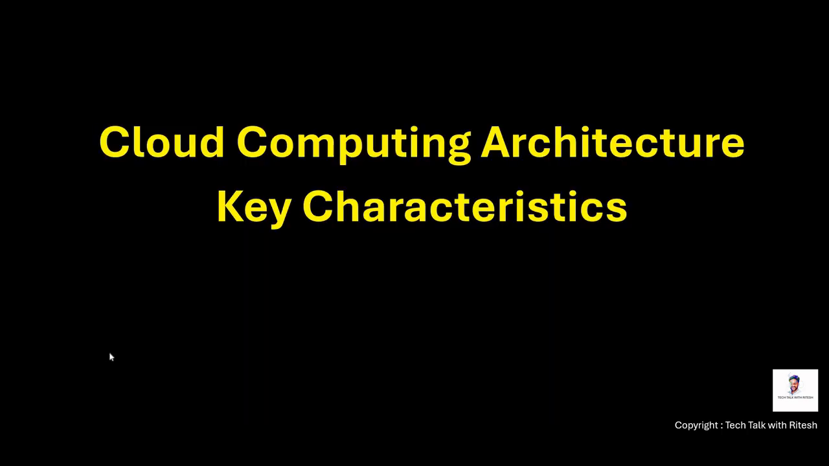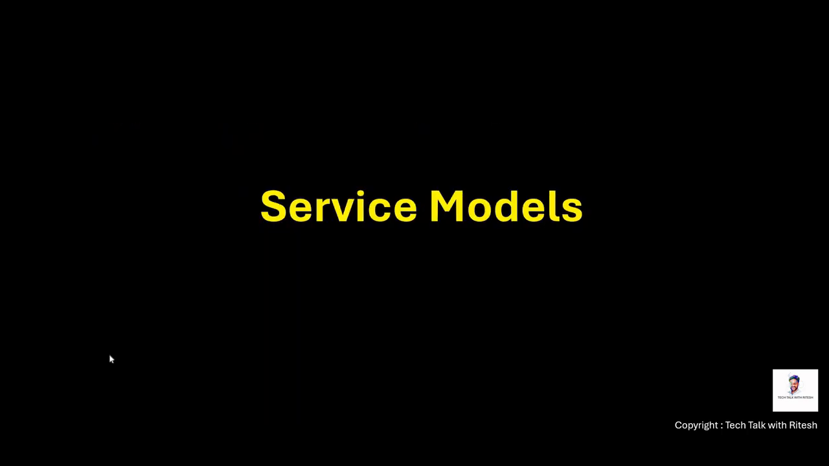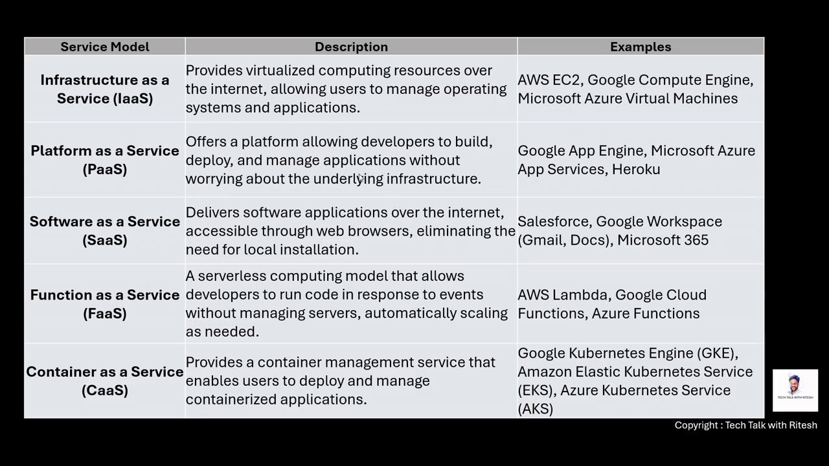Let's see the key characteristics of this architecture. So first is service models. What type of service models does this architecture provide? And what I have done, I have created a table because we have different offerings for this architecture. For example, we have infrastructure as a service, platform as a service, software as a service, function as a service, container as a service. These are all the service models available. And let's understand with some description and example.